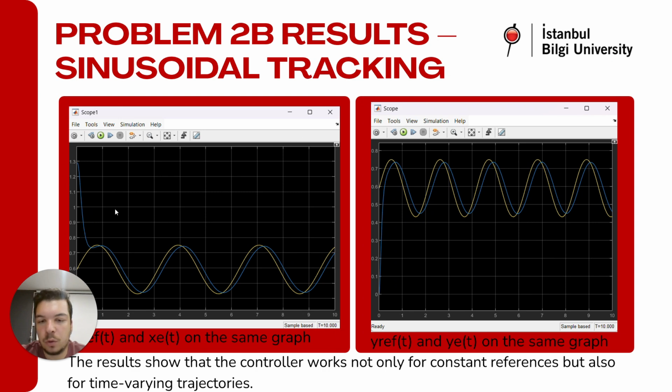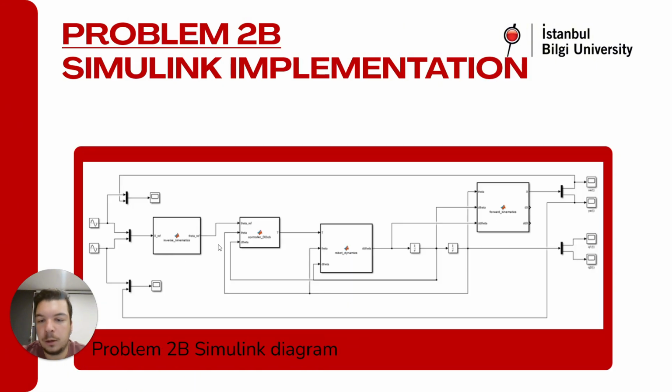These graphs show our tracking performance. The blue line follows the moving yellow reference very successfully. There is a very small delay, but the system is very stable. It's okay. This is for the x-axis and this is for the y-axis.